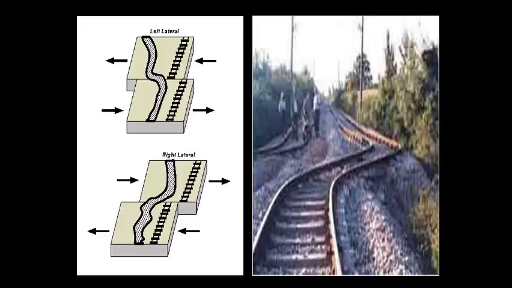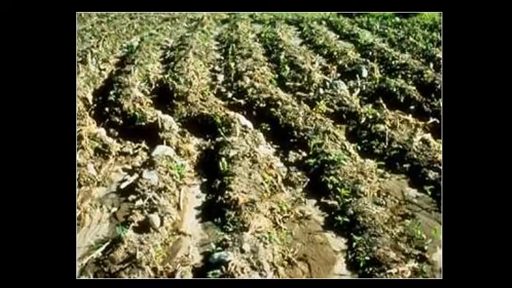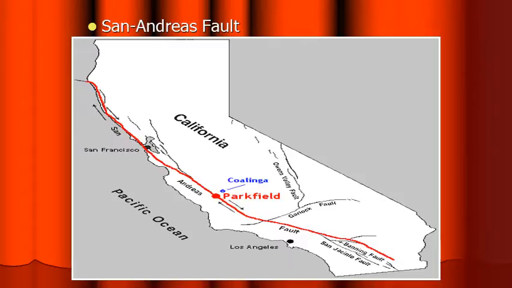So you can see that here, made those train tracks get kind of messed up. You can see it here, it made the crops get kind of moved to the side. Those crops used to actually be in a straight line. And an example of this is something that we talked about in the beginning of the video. That is the San Andreas Fault in California.